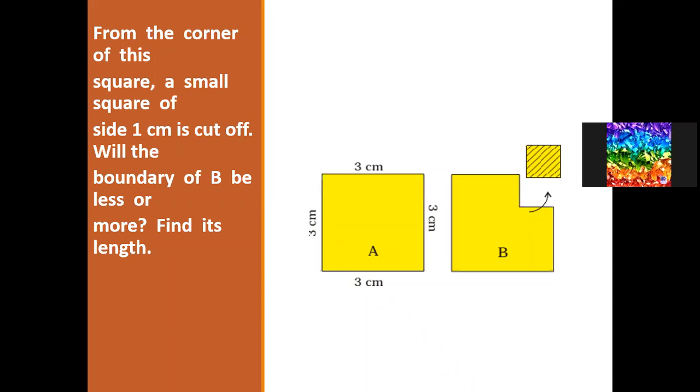In this question, there is a square with 3 centimeter side. What is the perimeter of the square? Perimeter means the sum of all 4 sides, or you can use the formula, 4 into side, and you get 12 centimeters. Now, in the corner, a 1 centimeter square is removed.